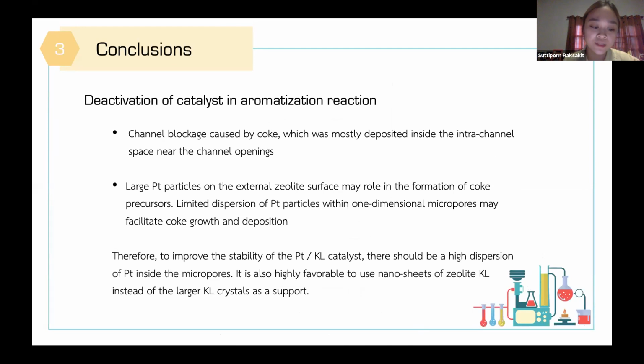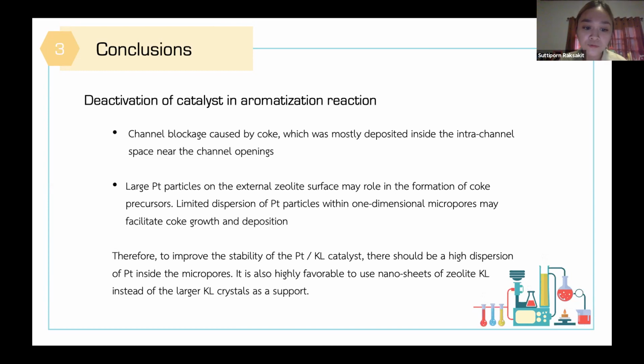And finally, conclusion. The deactivation of the catalyst in the aromatization reaction is caused by channel blockade by coke, which was mostly deposited inside the channel space near the channel opening. Large platinum particles on the external zeolite surface may assist in the formation of coke precursors, and limited deposition of platinum particles within the one-dimensional micropore may facilitate coke growth and dispersion.